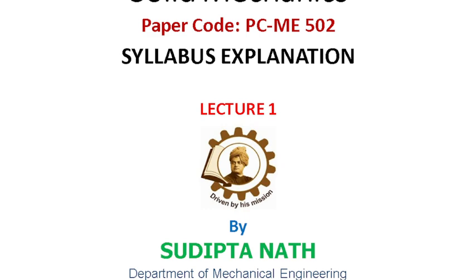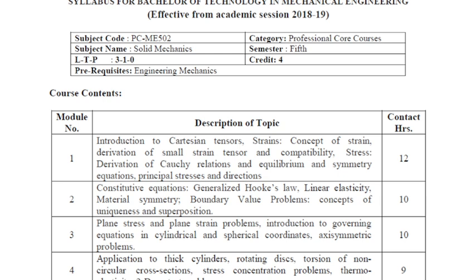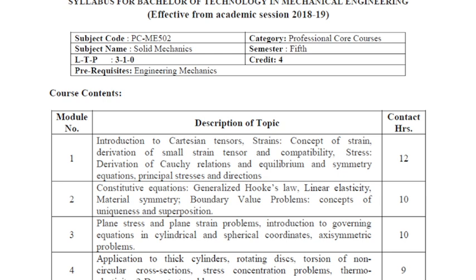So first of all, let us check this particular page. Here you can see there are 5 different modules for this subject, PCME 502 solid mechanics. In the first module, that is introduction to Cartesian tensor, strains, concept of strain, derivation of small strain tensor and compatibility. Then comes stress, derivation of Cauchy relation and equilibrium and symmetry equations, principal stresses and directions.